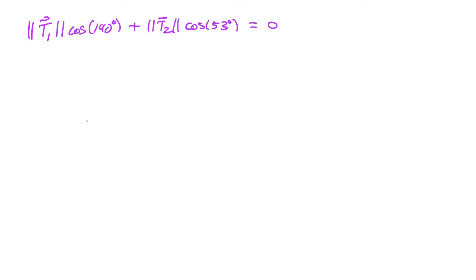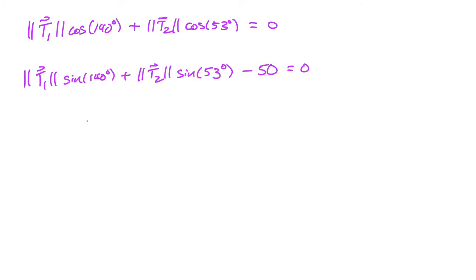So setting our first component equal to 0, we have the magnitude of T1 times the cosine of 140 plus the magnitude of T2 times the cosine of 53 degrees equal to 0. Then for our second equation, we have the magnitude of T1 times the sine of 140 plus the magnitude of T2 times the sine of 53 degrees minus 50 equal to 0. So now we need to solve this system of equations.